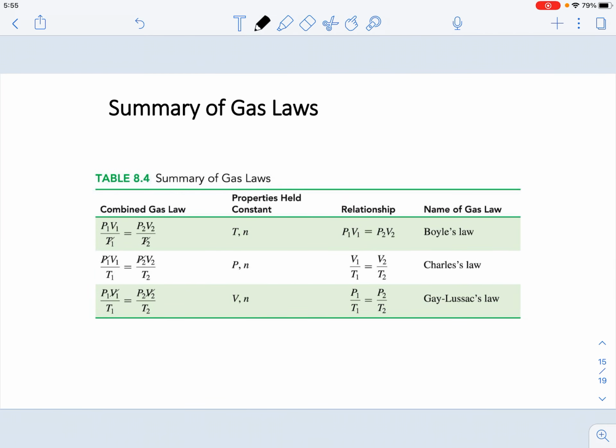So understand that in your textbook, we have a summary of the different gas laws, okay? As you can see, the second column states what properties are going to be held constant in order for these gas laws to be true. We have first Boyle's law, which is the relationship between pressure and volume. Then we have Charles' law, which is the relationship between volume and temperature. And lastly, Gay-Lussac's law, which is the relationship between pressure and temperature.